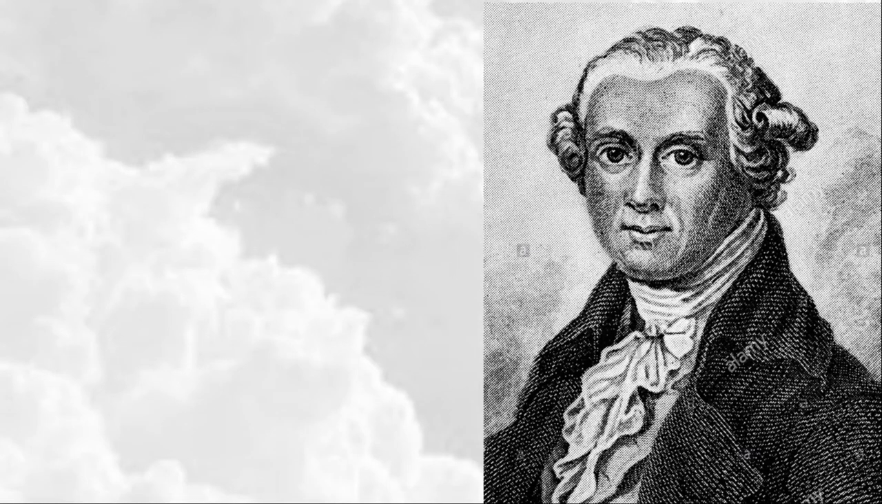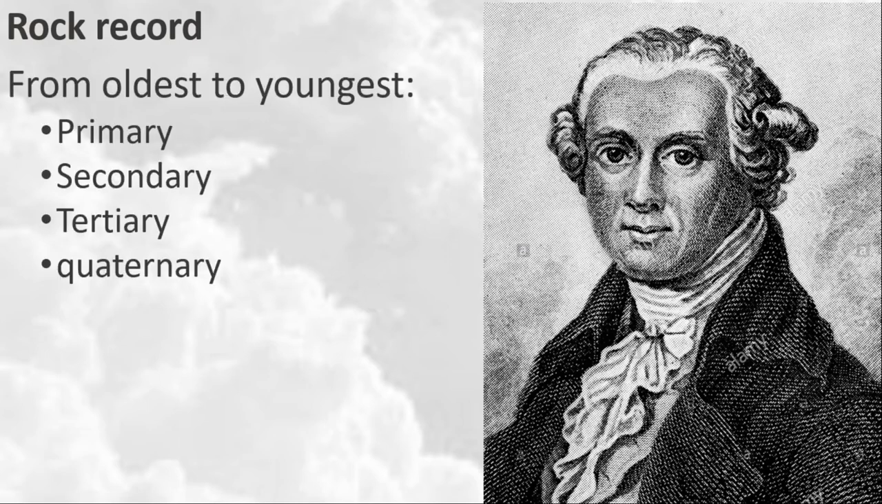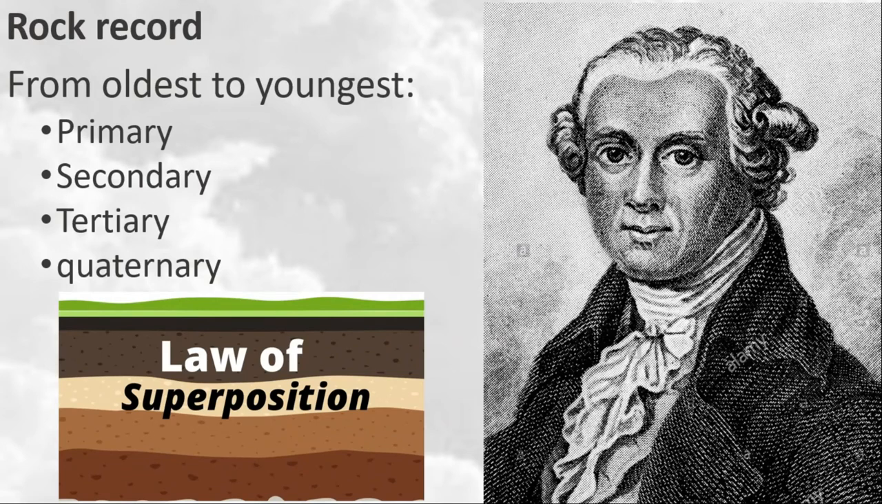One of the earliest attempts to subdivide the rock record into units of time was made by Abraham Gottlob Werner, a German geologist. Werner divided the rock record into the following rock time units, from oldest to youngest: primary, secondary, tertiary, and quaternary. Werner extensively used the law of superposition to establish temporal relationships among the rock units. He states that within a sequence of layers of sedimentary rocks, the oldest layer is at the base and layers become younger as it goes up. If you remember our previous discussion about this, yes, that's it.